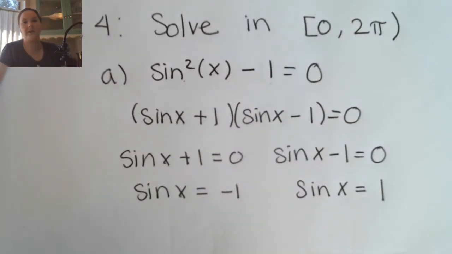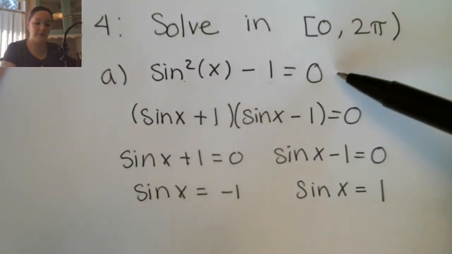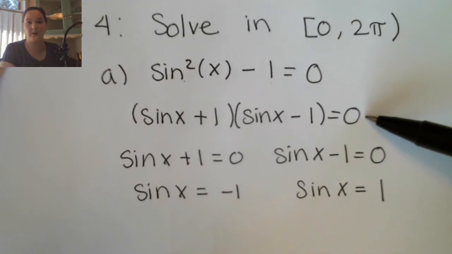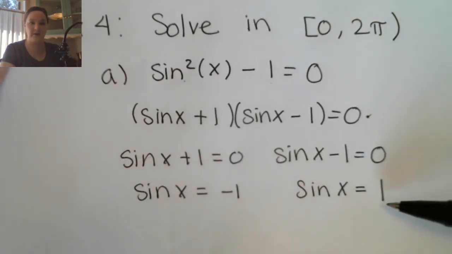So that's the part that's new information. We were talking about before just having sine of x equals something. Now we're doing a technique to actually get to that point. But you have seen factoring with the trig functions, and now we're just setting each factor equal to 0.